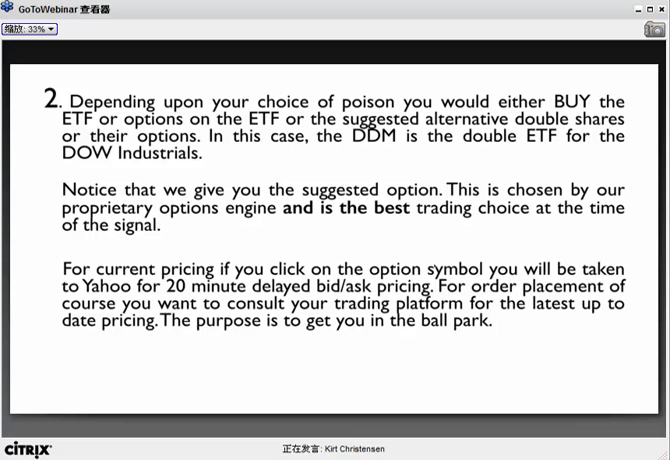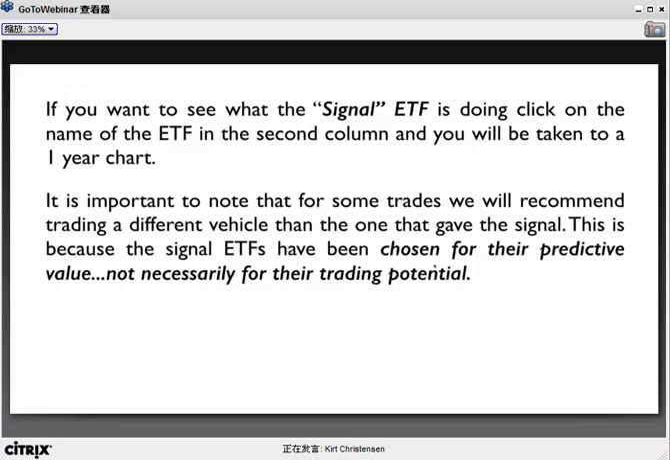We give you the best selected option. That's chosen from our proprietary options engine and is the best trading choice at the time of the signal. So if you want to see what the option prices are, you can of course type those in and look those up.